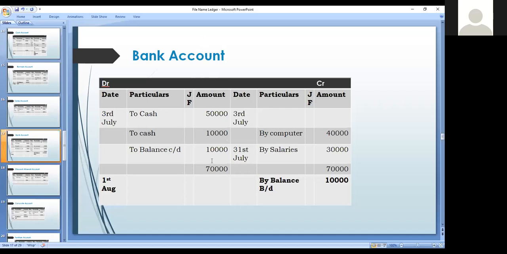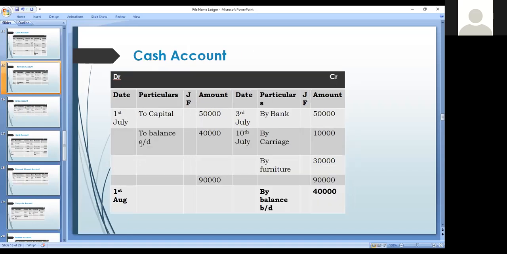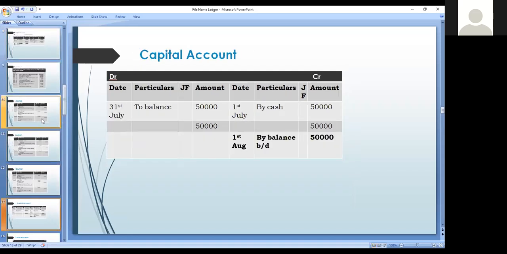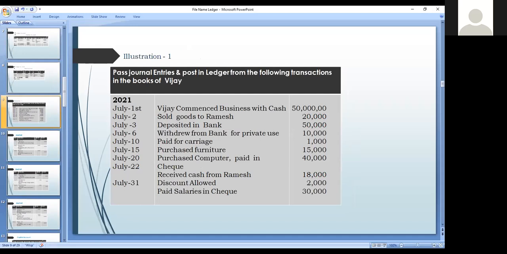I hope you all understood this illustration, because if you have a board, it will be easy to understand. We will be giving you the PPT. If you have any doubts, you can ask.